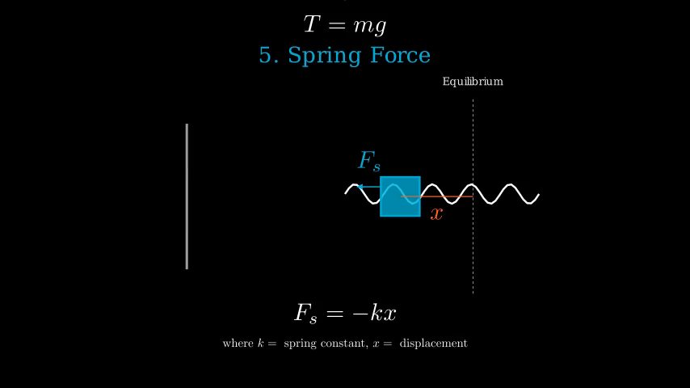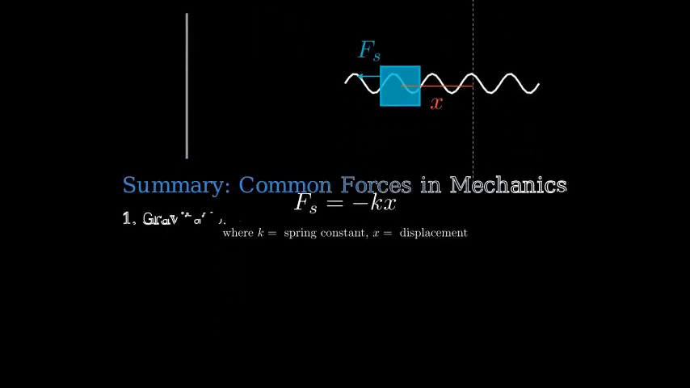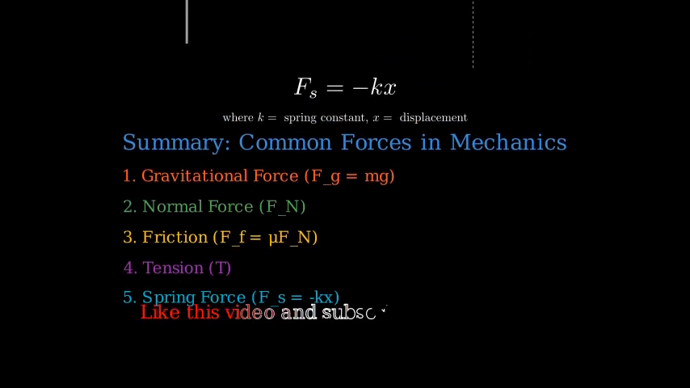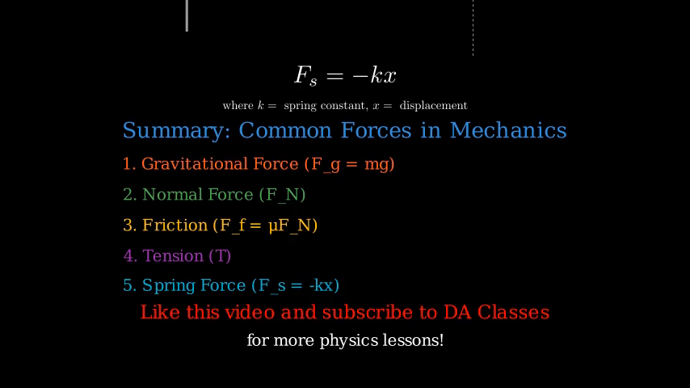Let's summarize the common forces we've covered today. 1. Gravitational force, the attractive force between all objects with mass. 2. Normal force, the perpendicular contact force from surfaces. 3. Friction, the force that opposes motion between surfaces. 4. Tension, the pulling force transmitted through strings or wires. 5. Spring force, the restoring force in elastic objects. Understanding these forces is essential for studying mechanics and solving physics problems.